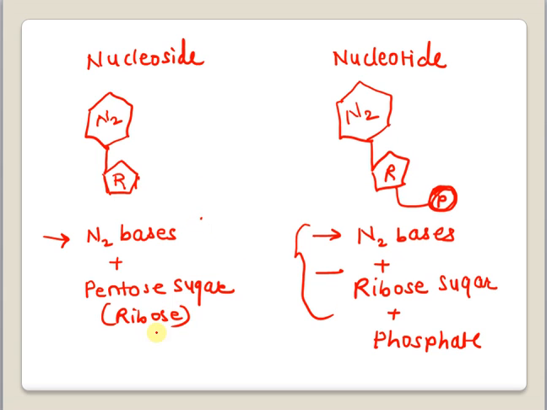You might have observed that the nucleoside does not have the phosphate group, but the nucleotide has the phosphate group, and that is the only difference between the nucleoside and nucleotide. That means the nucleoside is the nitrogenous base and ribose sugar, and the nucleotide is the nitrogenous base, ribose sugar and phosphate group.